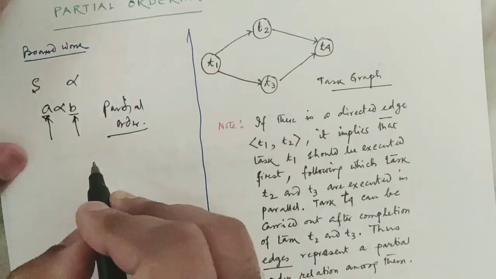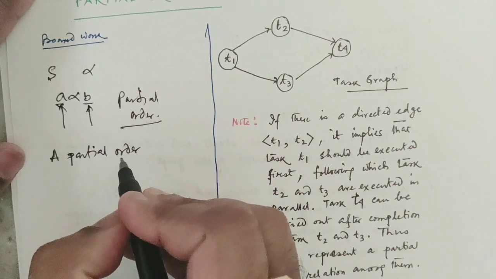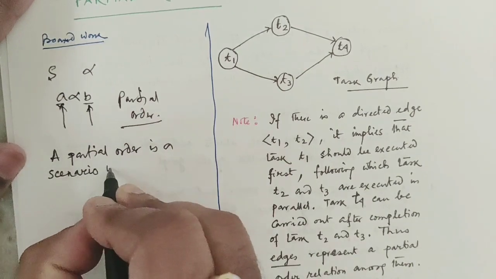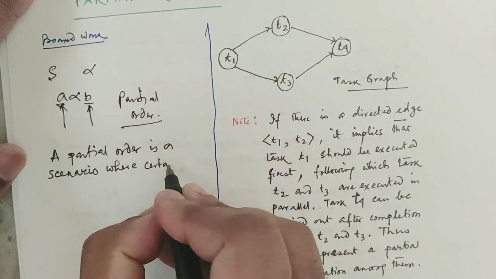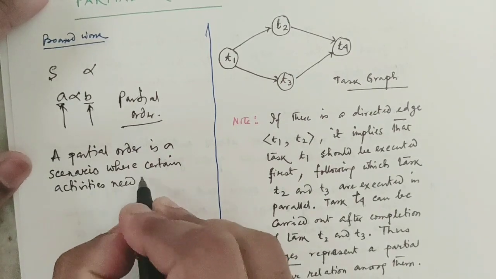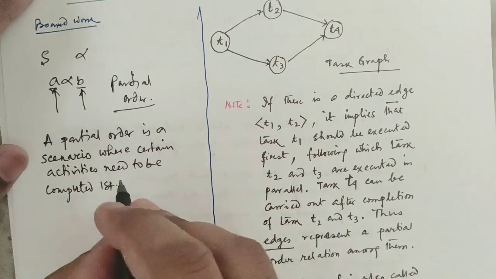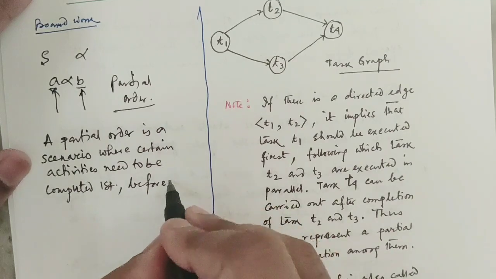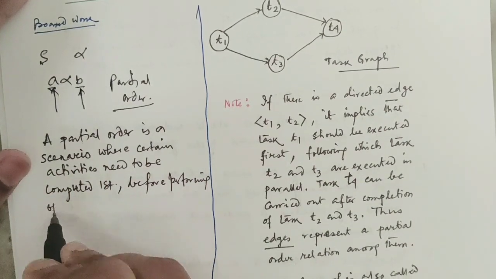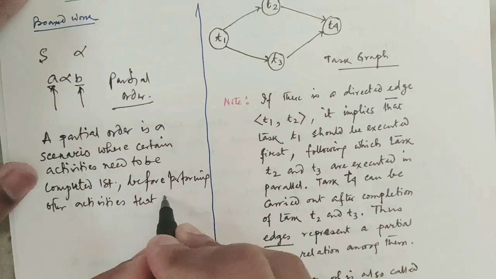Okay, so we can say that a partial order, let me write it, a partial order is a scenario where certain activities need to be computed first, before performing other activities that are dependent on it.